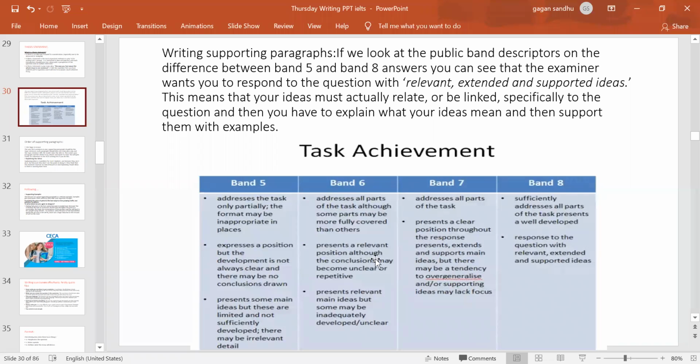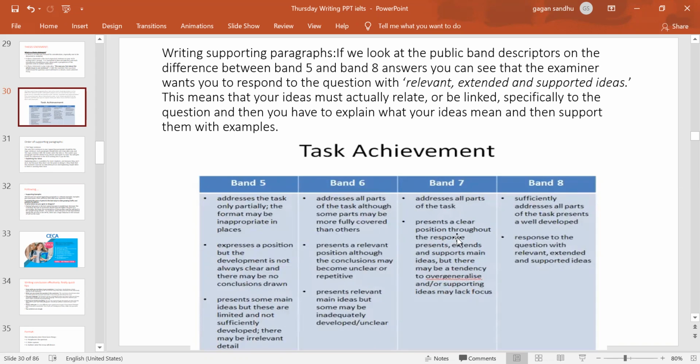Presents a relevant position, although the conclusions may become unclear or repetitive. So I present a relevant position, although the conclusion is not clear, or I have used some words from the essay's body paragraph as well. Presents relevant main ideas, but some ideas may be inadequately developed. Same problem comes here as well, and they are not so clear. So if your essay has such things in it, you will be a student of band 6.